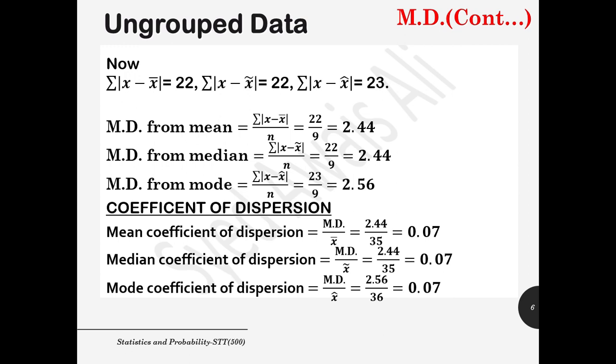Mean coefficient of dispersion formula is mean deviation divided by x bar. Median coefficient of dispersion formula is mean deviation divided by x approx. Then mode coefficient of dispersion formula is mean deviation divided by x hat. So we have to put all the values and find the coefficient of dispersion. So all the values are 0.07 here.